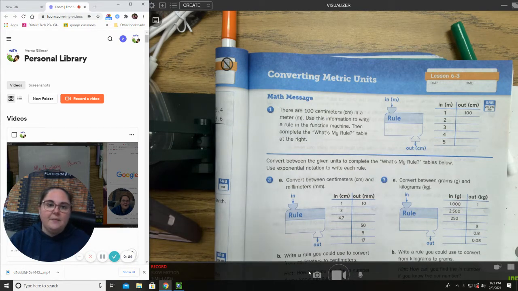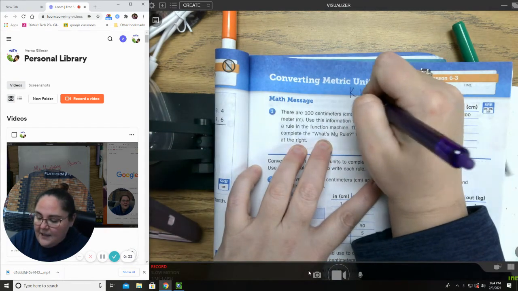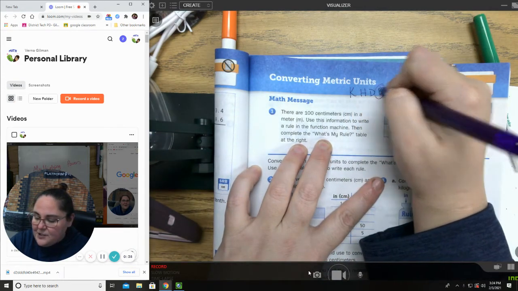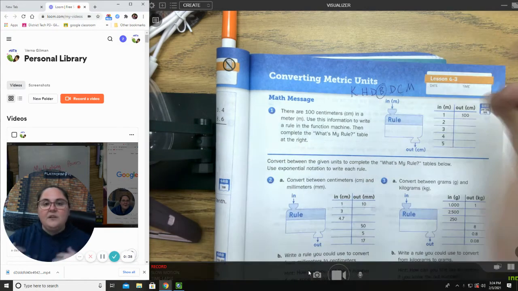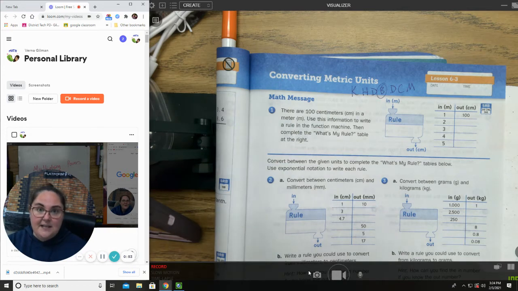So with that in mind, we've talked about converting metric units. We talked about changing with King Henry died by drinking chocolate milk. Remember, we did that before. And we talked about how that works and how we can change numbers and convert numbers. So that's one thing that you need to remember when we're doing this. I will attach some of the videos I did that explain that process to the lesson today. We're going to start today with our math message.